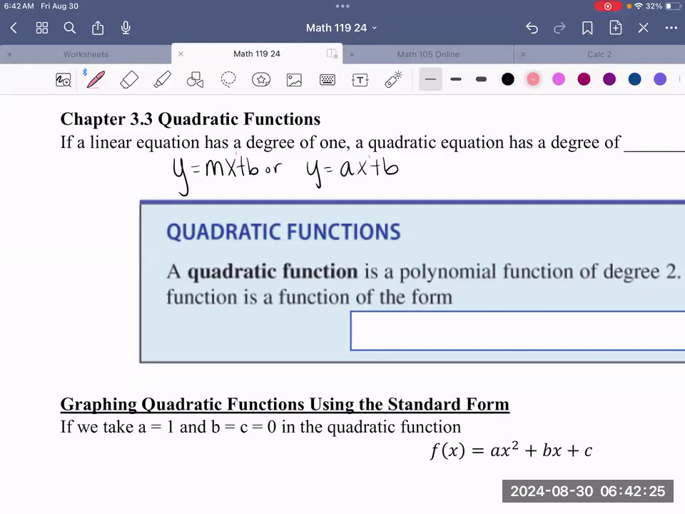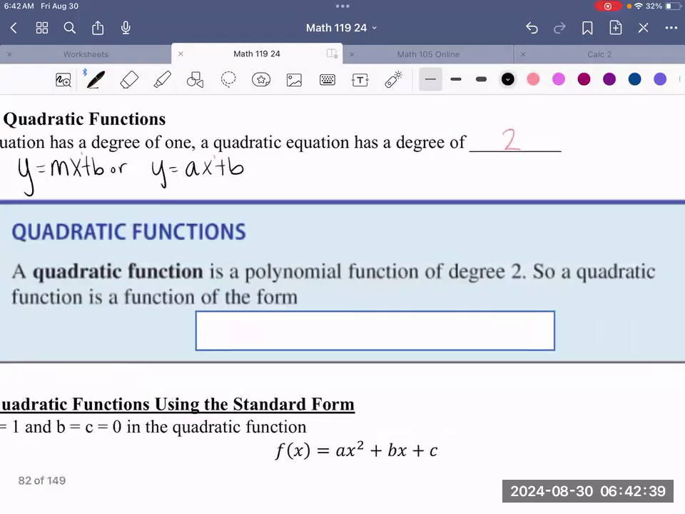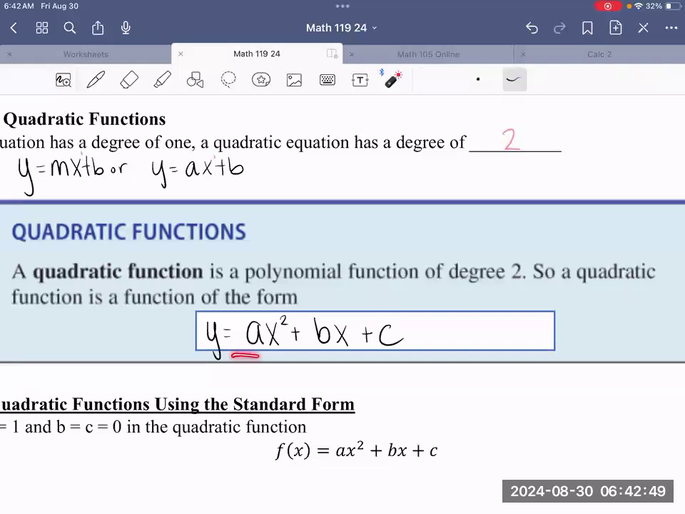Your degree is going to give you an insight as to how many solutions you might have. Therefore, a quadratic equation, being the next step up, has a degree of 2. Those equations look like y equals ax squared plus bx plus c. Now, we talked about ordering these in descending order, so your highest degree first, then your next highest, and then your lowest. So we're going from high to low here.